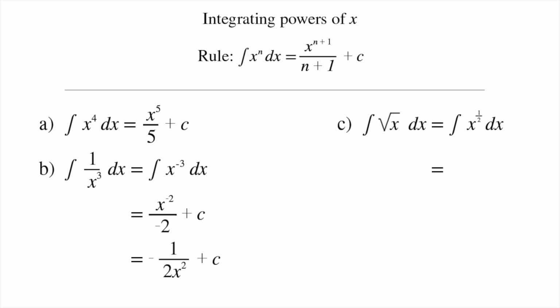We add 1 to the power, so it's a half plus 1, which is 3 over 2, and then we divide it by 3 over 2, and finally we add c. We tidy up our answer by noting that x to the power 3 over 2 divided by 3 over 2 is the same as x to the power 3 over 2 multiplied by 2 over 3. Remember that when we divide by a fraction, it's the same as multiplying by a fraction flipped over, and so our final answer is 2x to the power 3 over 2 all over 3 plus c.